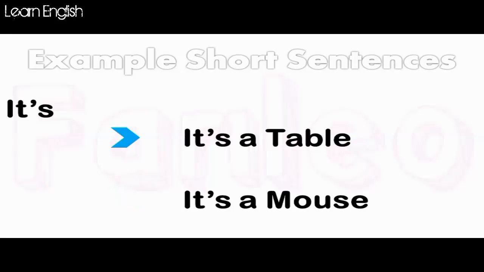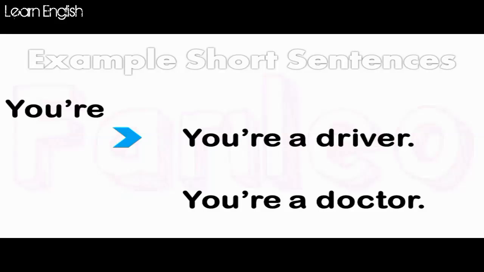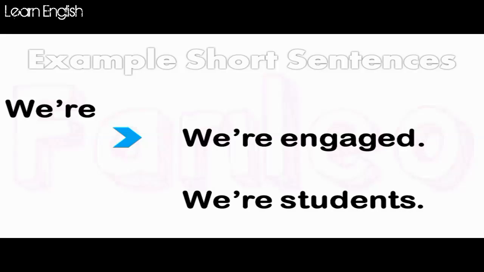The next contraction is it's. It's a table. It's a mouse. Next contraction, you're. You're a driver. You're a doctor. Next contraction, we're. We're engaged. We're students.